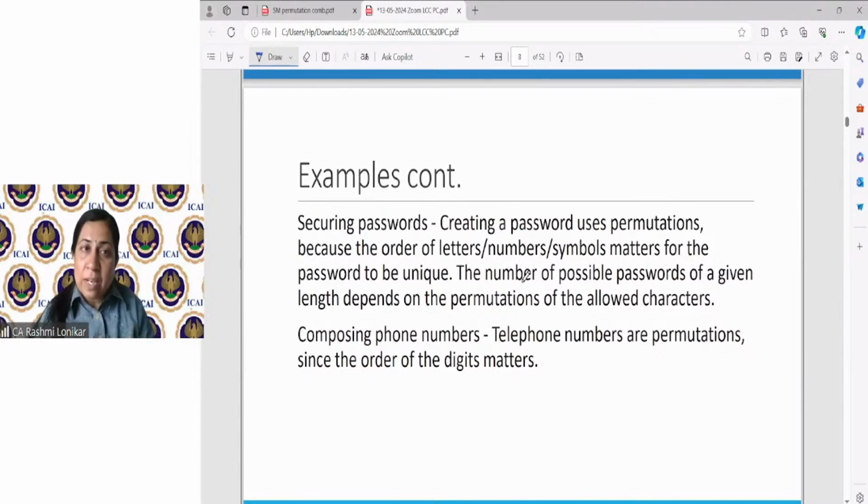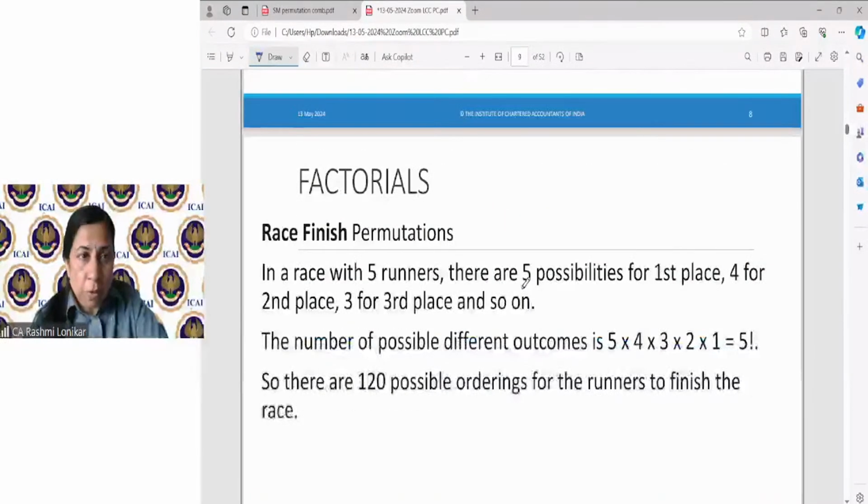So when that is there, you will say that these are important. So the order is important. So this is an example of permutation. Same thing, the race finish, which I already told. We are explaining with an example.